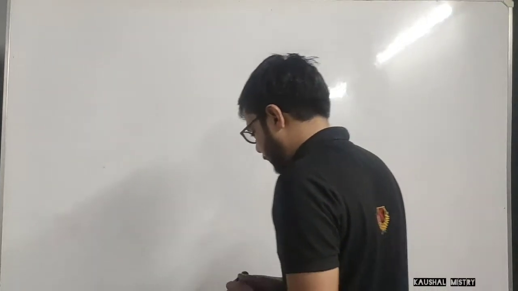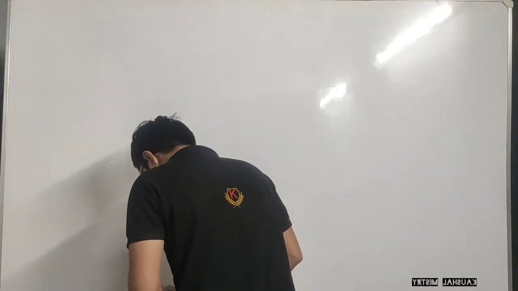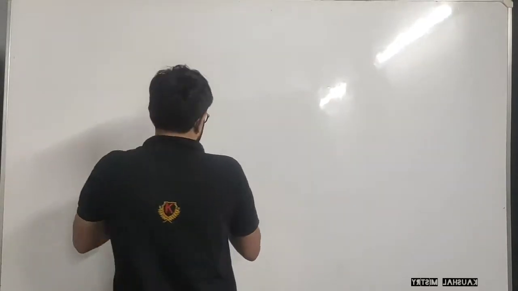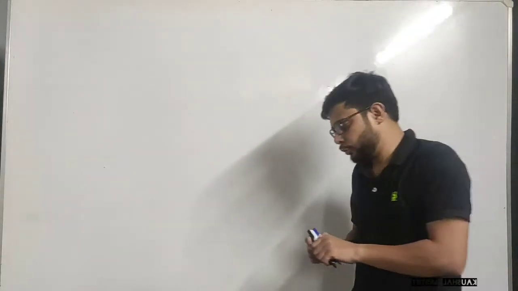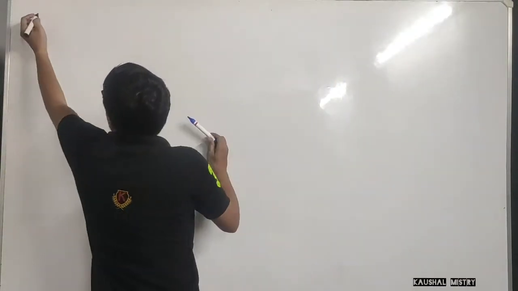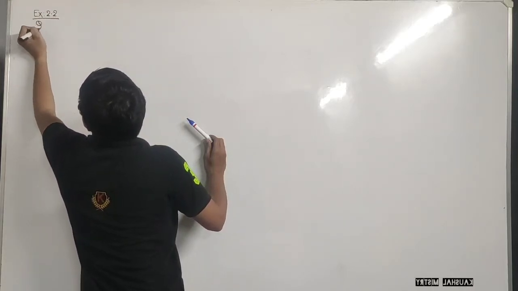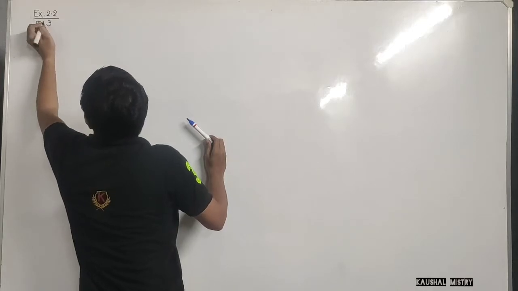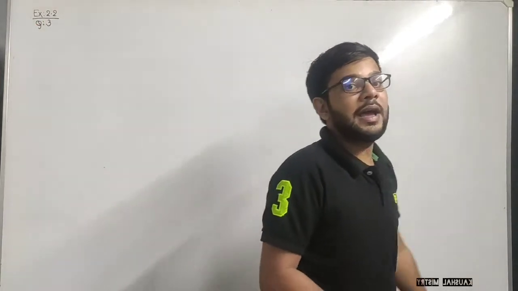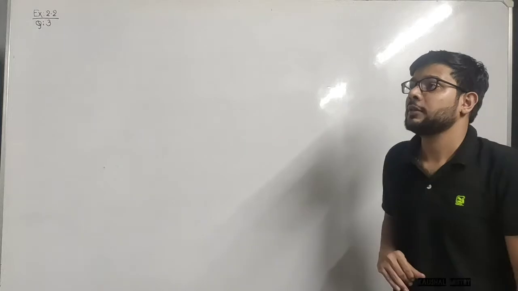Now we are going to solve the workout example. The base of an isosceles triangle is 4 by 3. Now you know the meaning. We are going to solve the exercise 2.2, question number 3. What does it mean by isosceles triangle?